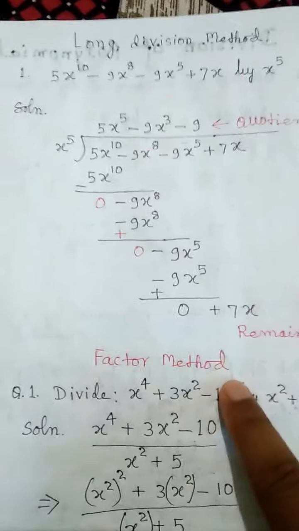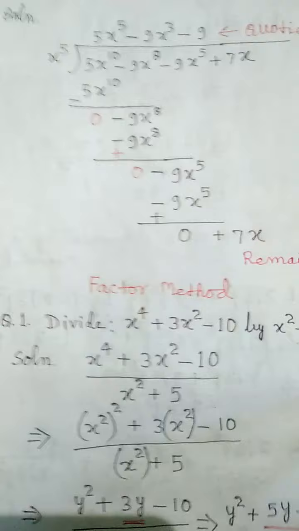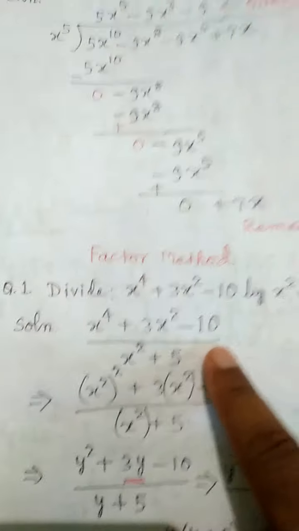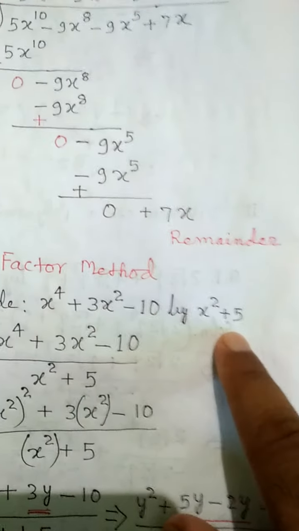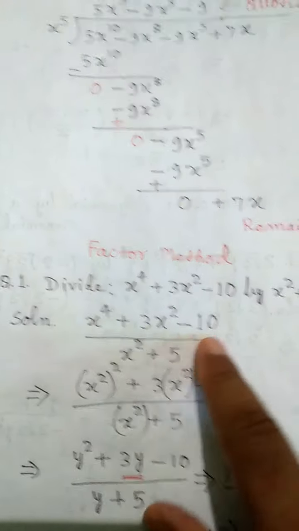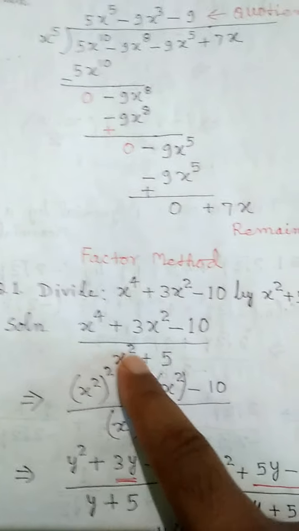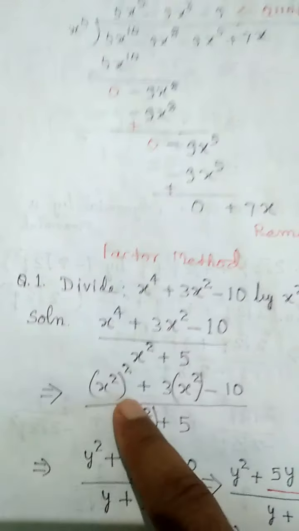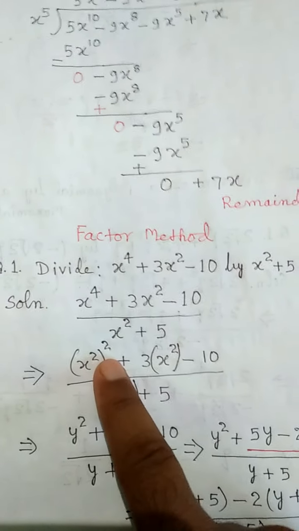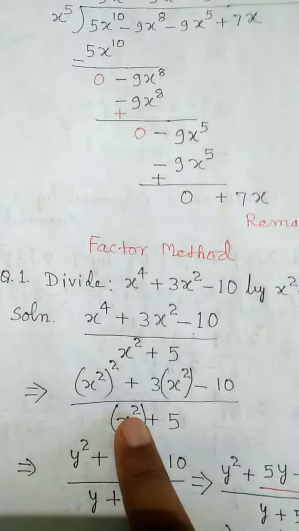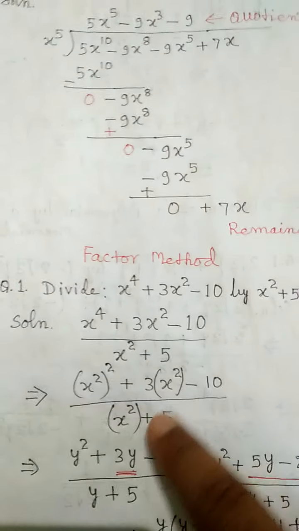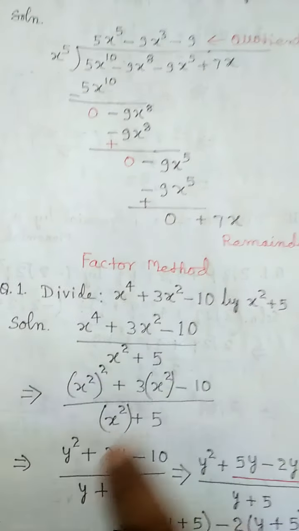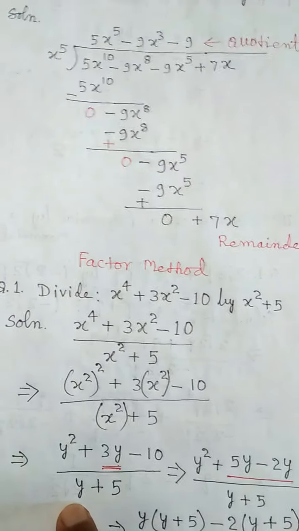Now come to the factor method. Here we have to factorize, if possible, the numerator and denominator both. This one is the given question. We need to divide by this number. Firstly, write it like this. See, common terms, x square, x square. x to the power 4 can be written as x square, its whole square. Now put x square as y. Put this x square, this x square, this x square as y, y, y, y.